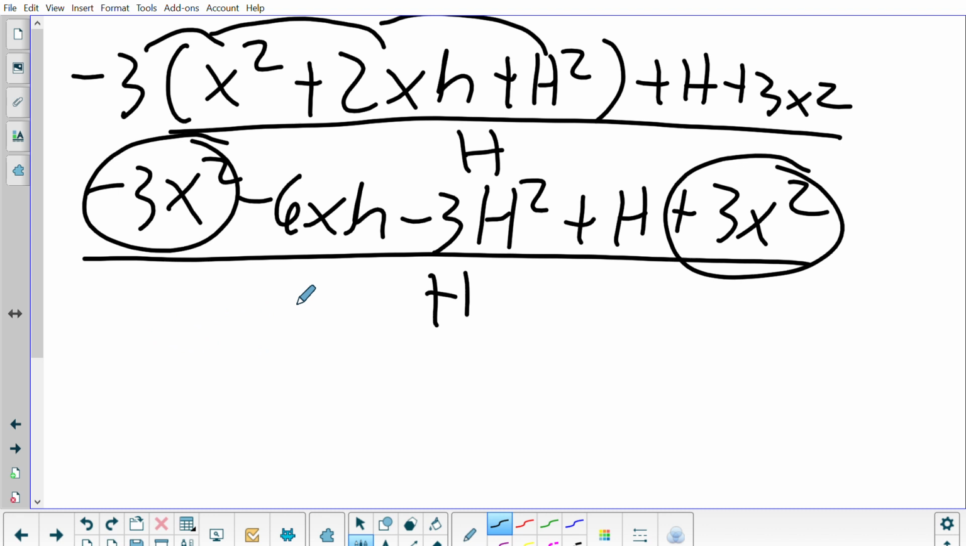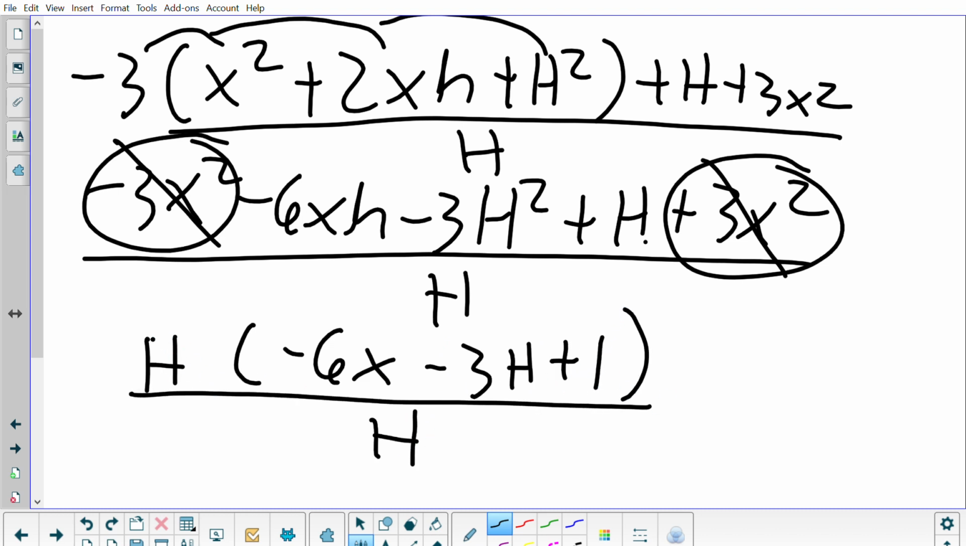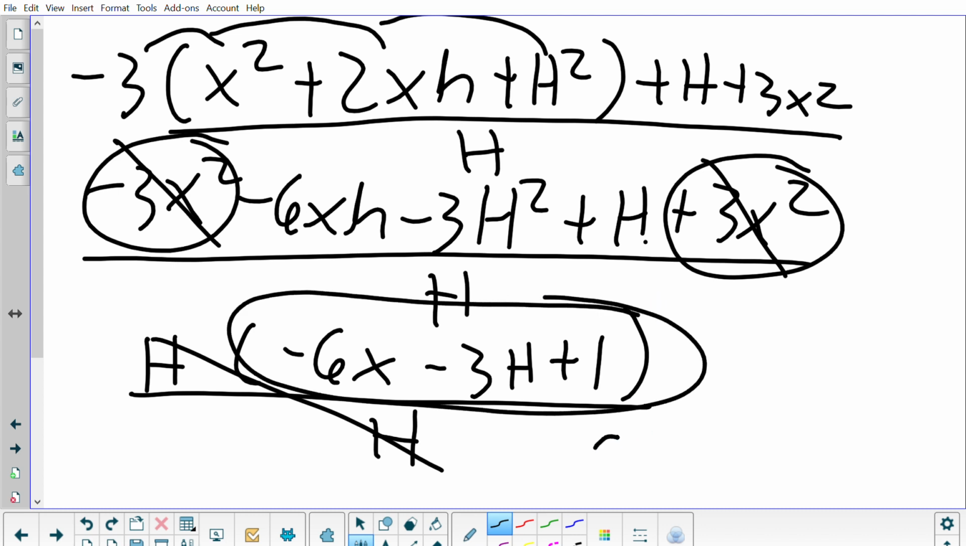Okay, and then with those gone, I have an h in each term. So I'm going to pull out an h in each term by factoring, all over h. And then those h's are going to cancel. And this is my final answer of negative x minus 3h plus 1.